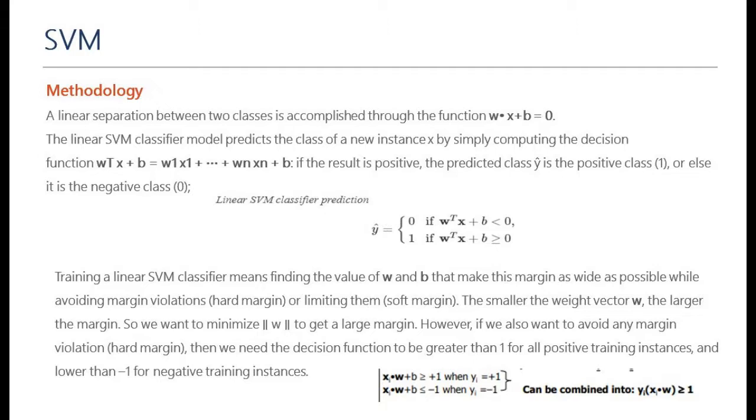So in general, the smaller the weight vector is, the larger the margin. So we want to minimize the norm of W to get a large margin. However, if we also want to avoid any margin violations, then we need the decision function to be greater than 1 for all positive training instances and lower than minus 1 for negative training instances.